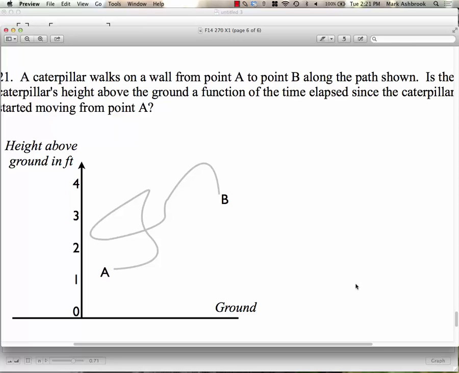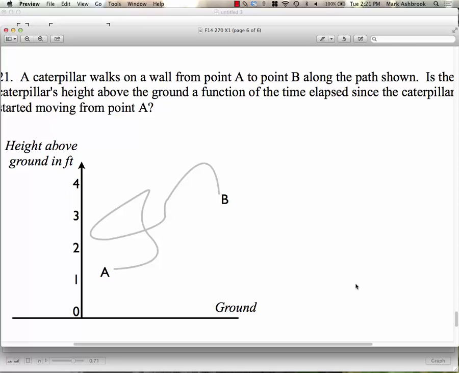Yeah, so at any given time, is there only one height that we would measure for the caterpillar? You have to think of this as his path. Melissa, you're shaking your head. Well, like what we said, he can't be in multiple places at one time, so there's not one output.